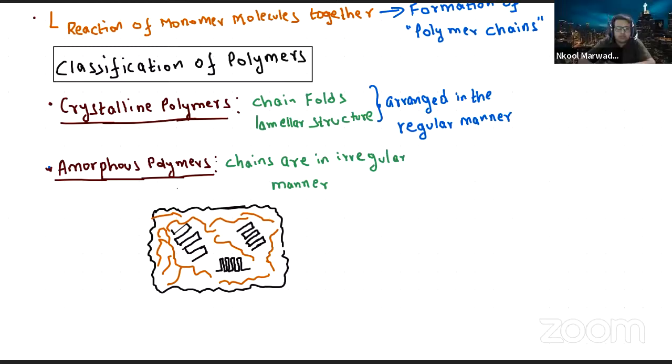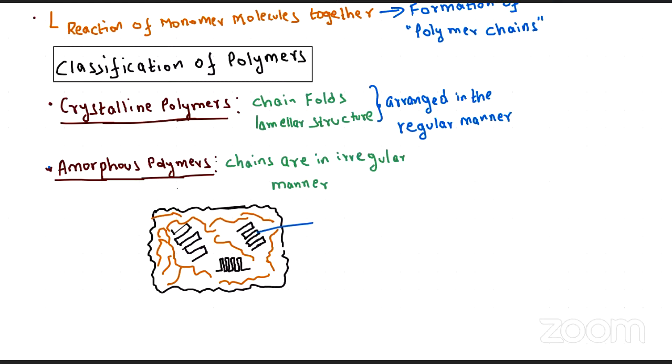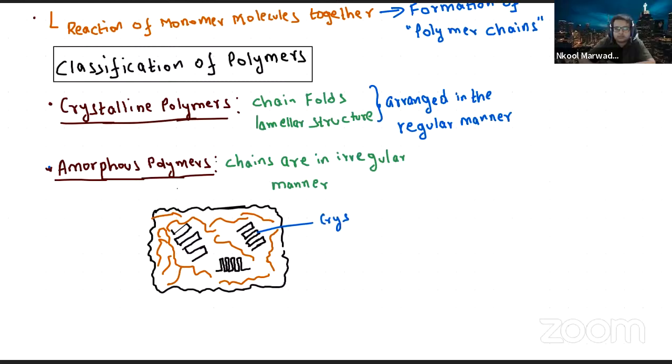From here we can see that these structured regions are the crystalline lamella. That's the lamellar structure, the name of the structure. And this brown part which you are seeing is the amorphous region, the irregular one.